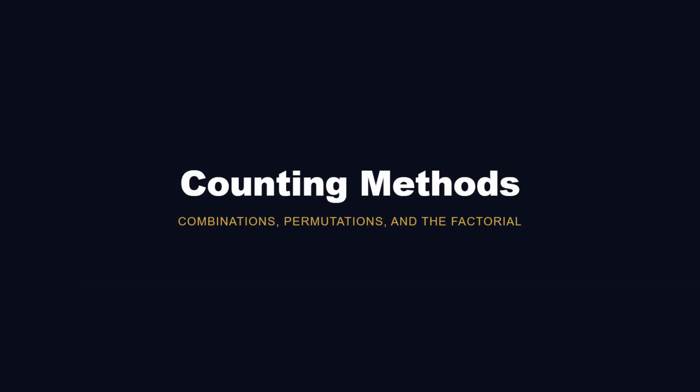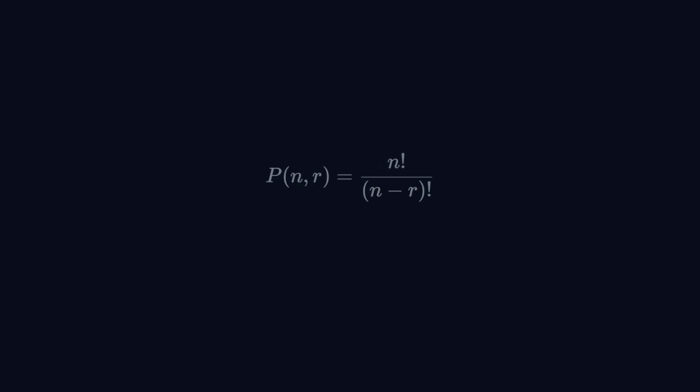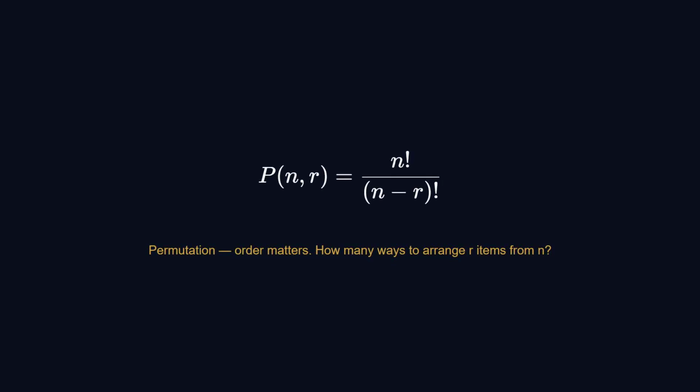Part 9. Counting methods: combinations, permutations, and the factorial. When order matters, use permutations. The number of ways to arrange r items from a set of n items, where order matters, is n factorial divided by n minus r factorial. Factorial means multiply all integers from n down to 1. 5 factorial is 5 times 4 times 3 times 2 times 1, which is 120.